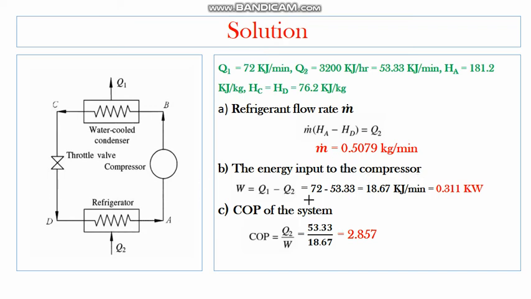Finally, the coefficient of performance of the system, that is COP, is equal to Q2 by W, which is 53.33, as we got here for Q2 and W. Just substitution. Here it is kilojoule per minute, so I have substituted W also in kilojoule per minute. So my COP will be equal to 2.857. All the problems are as easy as this. They are asked for 13 marks and 16 marks in the other regulations also.